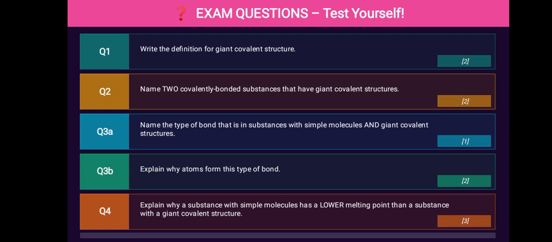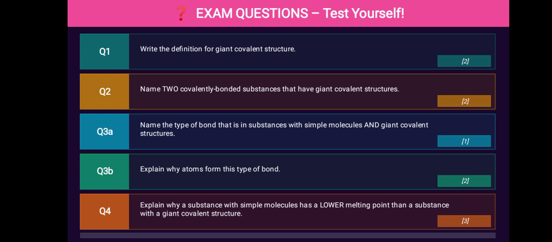Question 3a asks you to name the type of bond in both simple molecules and giant covalent structures. Think carefully, is it different for each? Like for simple and for giant covalent structures, is it different or not? In 3b, they are asking you to explain why atoms form covalent bonds. It's very easy, but let's try by yourself whether you are able to answer it or not.